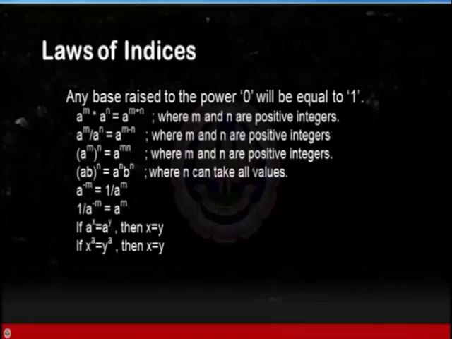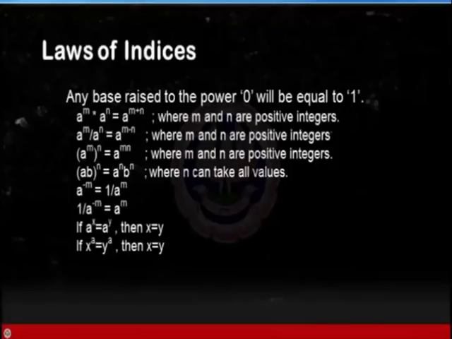Another thing, a to the power minus m can be written as 1 by a to the power m. Similarly, 1 by a to the power minus m can be written as a to the power m. Now, if a to the power x is equal to a to the power y, please remember, if both the bases are the same and they say that both are equivalent, this is only possible if x is equal to y. Another one is, if x to the power a is equal to y to the power a, even then you need to remember that x would be equal to y.